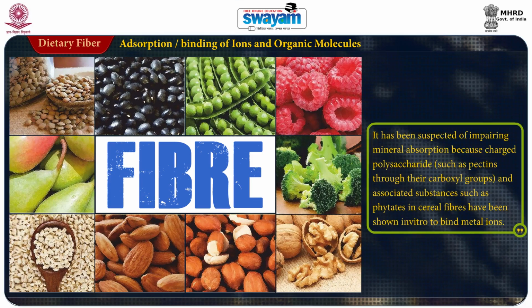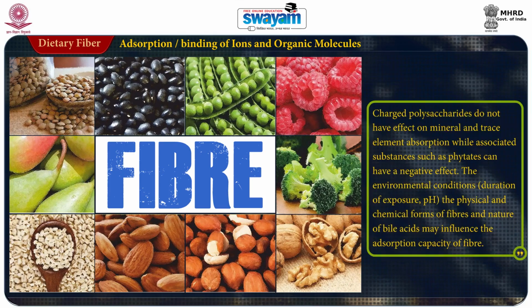Fiber has been suspected of impairing mineral absorption because of charged polysaccharides such as pectins, through their carboxyl group, and associated substances such as phytates in the cereal fibers, which have been shown in vitro to bind metal ions. Charged polysaccharides do not have an effect on mineral and trace element absorption, while associated substances such as phytates can have a negative effect. Environmental conditions such as the physical and chemical form of fiber and the nature of the bile acid may influence the absorption capacity of the fiber.